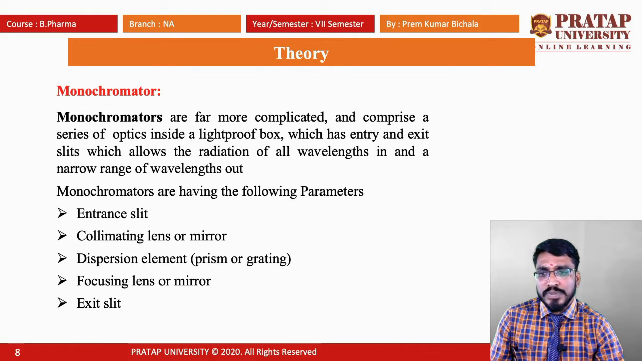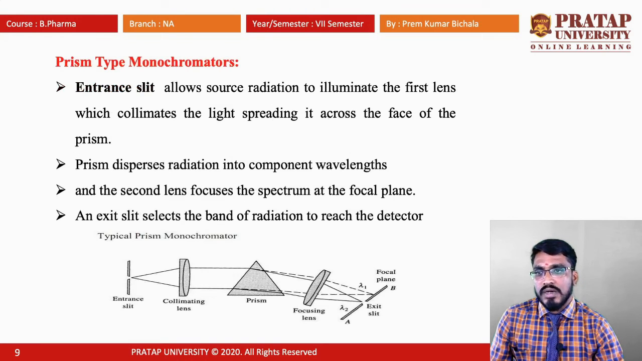Based upon the dispersing element, we have two different types of monochromators. One is the prism type monochromator, the second one is the grating type monochromator. Now, prism type monochromators. Just go to the picture. Here we have the series of components which I mentioned for the basic monochromators. The entrance slit should be there, then after that we have the collimating lens, then the prism, then the focusing lens, and finally the exit slit.